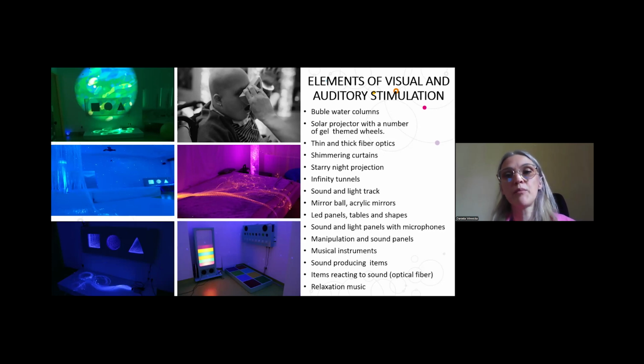What are the elements of visual and auditory stimulation? It is a special room with some elements. It has things like a bubble water column, solar projector, thin and thick fiber optics, shimmering curtains, starry night projection, infinity tunnels, sound and light tracks, mirror ball, acrylic mirrors, and many other things.